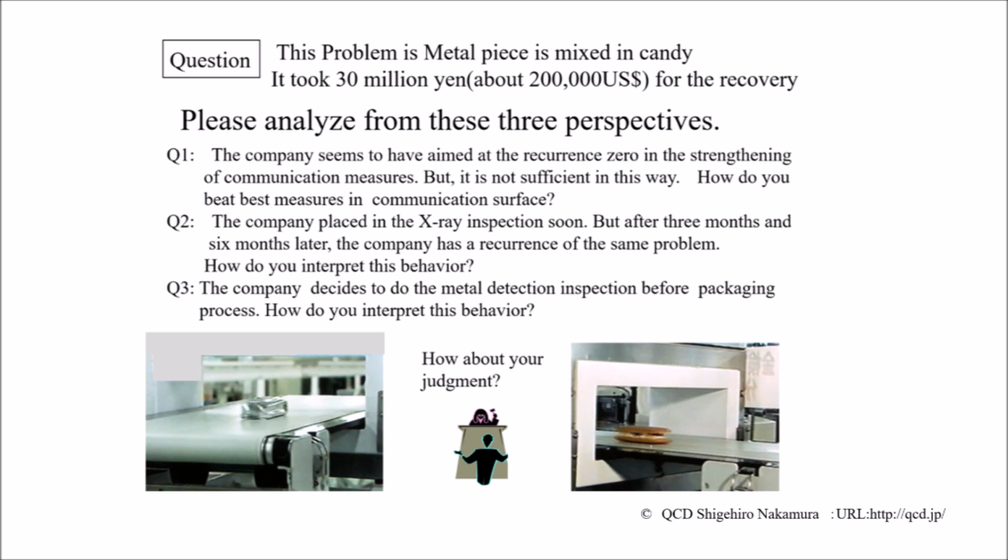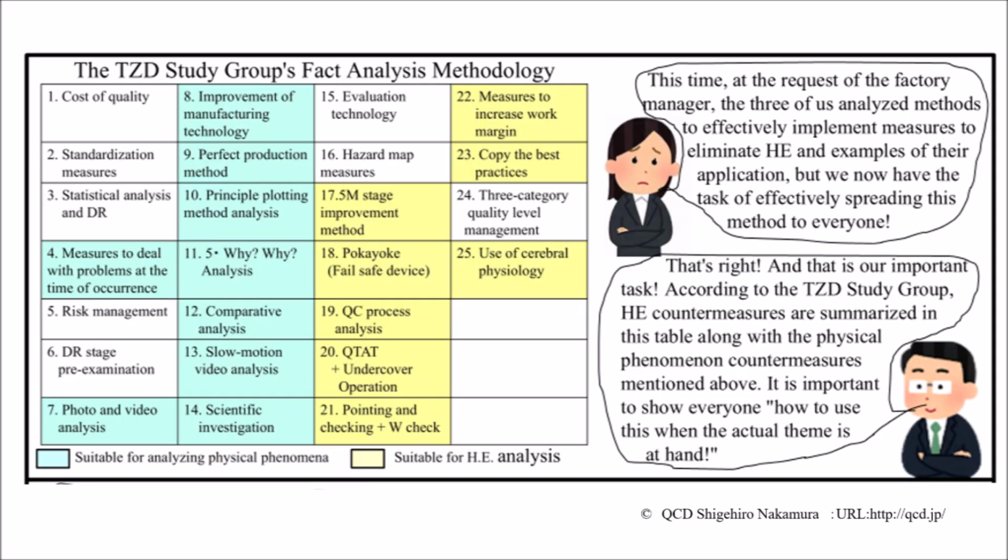This case study has many issues and measures that need to be addressed before human error measures can be implemented. Therefore, this picture book introduces some effective measures that have been implemented by leading international companies. The yellow parts in this table are the human error countermeasures that have been investigated, implemented, and proven effective by the TZD study group. Note that fact analysis is necessary before taking measures against human error, and most human error countermeasures involve grasping the work procedures as facts.